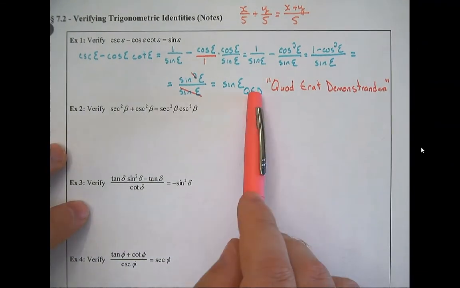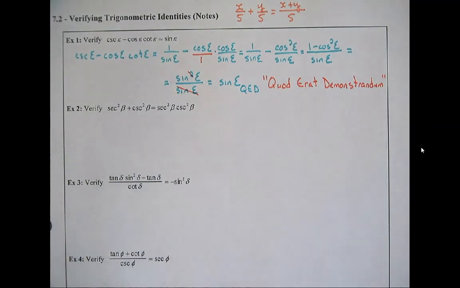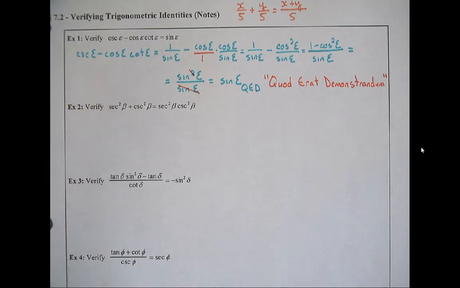I'll show you how to end the other one, another way to end it if you don't want to use QED. Okay, so here we go. Pick a side. Step 1, pick a side. That's going to be an annoying half point off of 3 points if you don't pick a side and start with it.